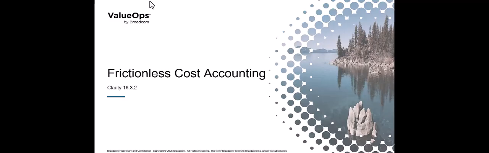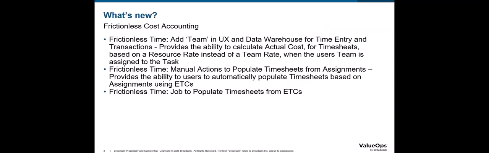I am Ramakrishna. As part of this session, we will be talking about newly added functionality for frictionless cost accounting. What's new? As part of the 16.3.2 release, we introduced the ability to calculate actual cost for timesheets based on a resource rate instead of a team rate when the user's team is assigned to the task. A manual action that provides the ability for users to automatically populate timesheets based on assignments using ETCs. And a job to populate timesheets from ETCs.